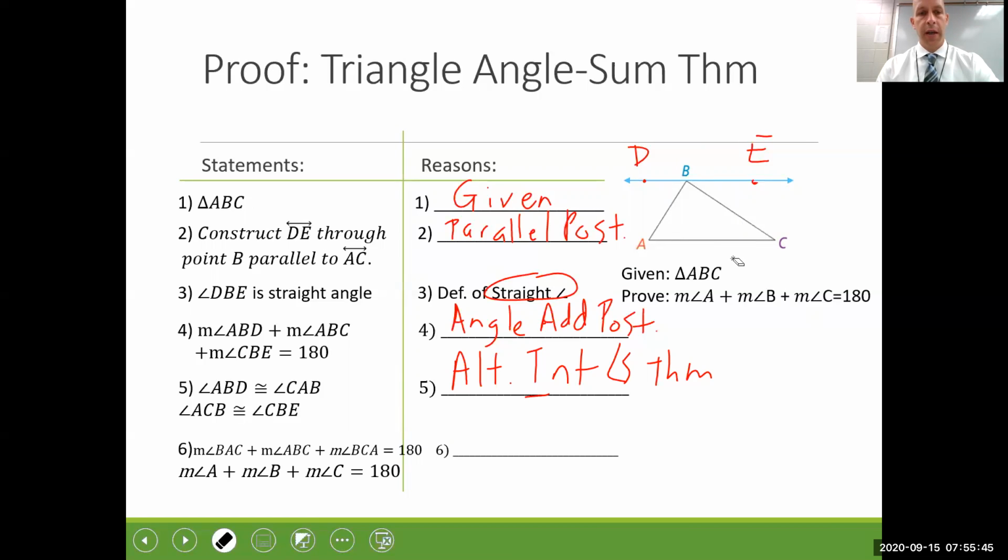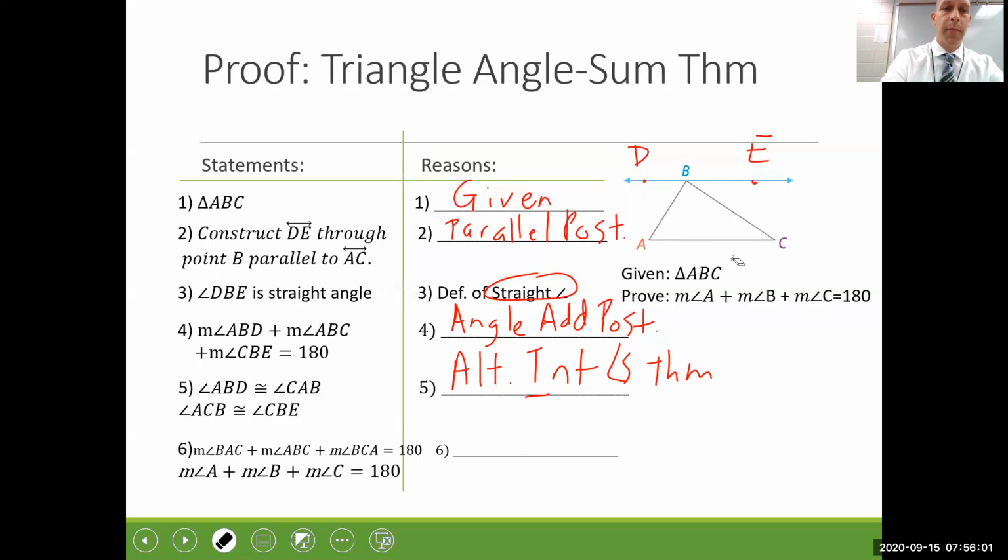And then our final statement here, I said that the measure of angle BAC plus the measure of angle ABC plus the measure of angle BCA, which, by the way, those are just angles A, B, and C, is equal to 180. So how is that?